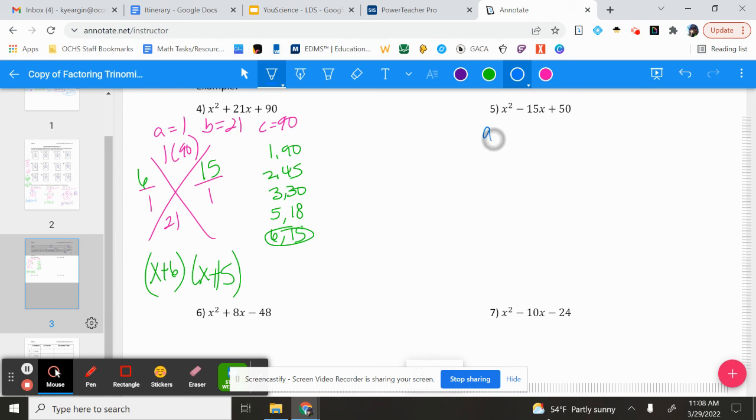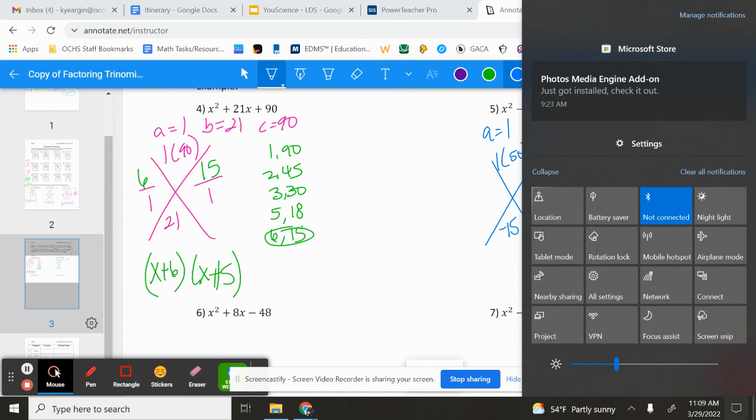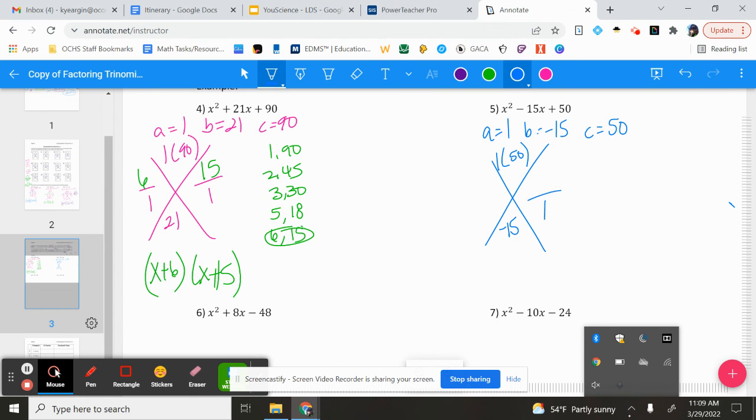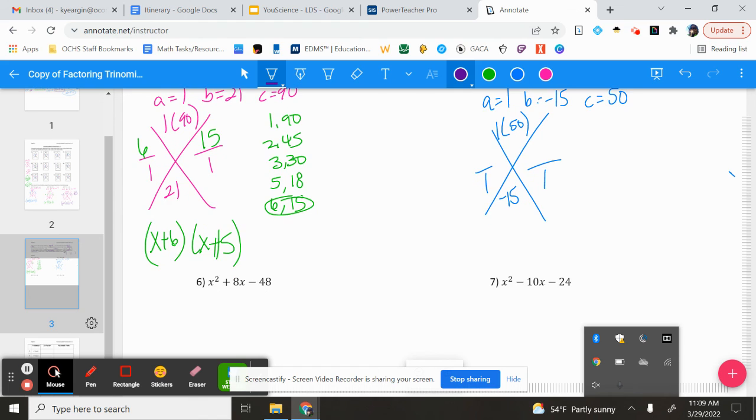For number 5, my a value is equal to 1. My b value is equal to negative 15, and my c value is equal to 50. So I put it in my bottoms up. 1 times 50 at the top, negative 15 at the bottom. So each factor needs to be divided by 1. So looking for factors, I know that my top is positive 50, my bottom is negative. Hopefully you got negative 10 and negative 5. So x minus 10 and x minus 5.